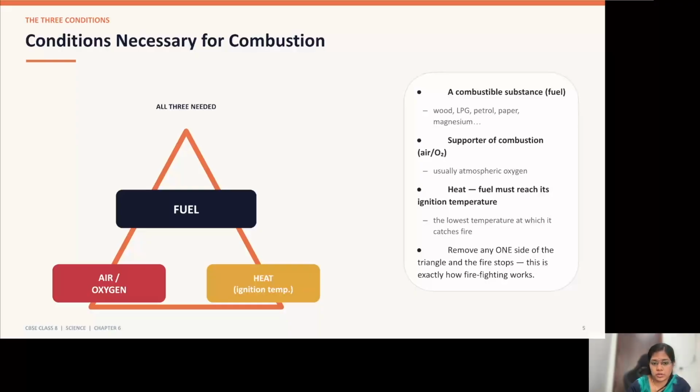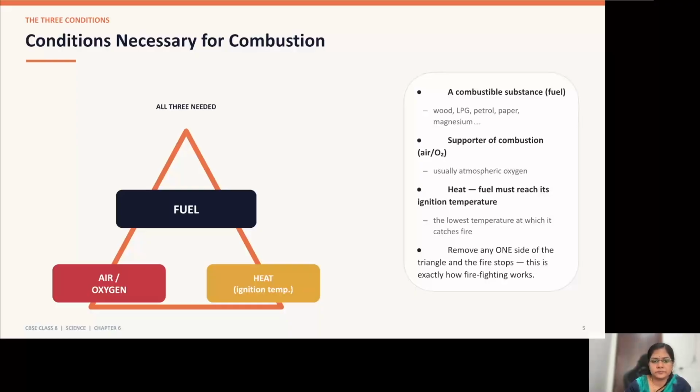So to stop a fire, you need to remove any one side. This single idea explains every firefighting method in the next two slides. Water removes heat, and a fire blanket or carbon dioxide removes air. And for fuel, clearing the trees from a forest fire removes the fuel.